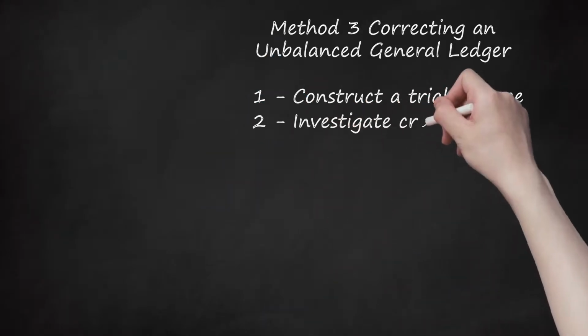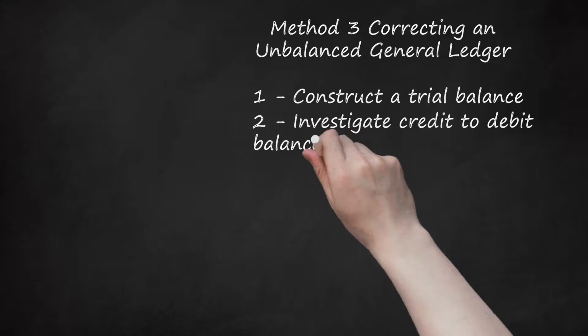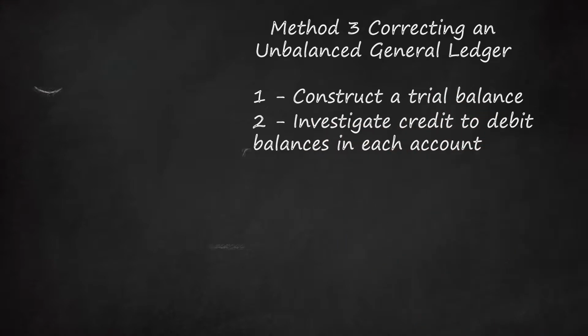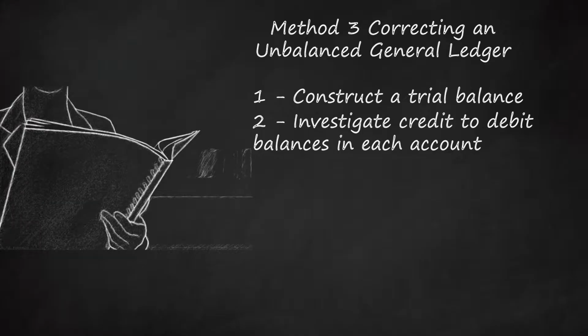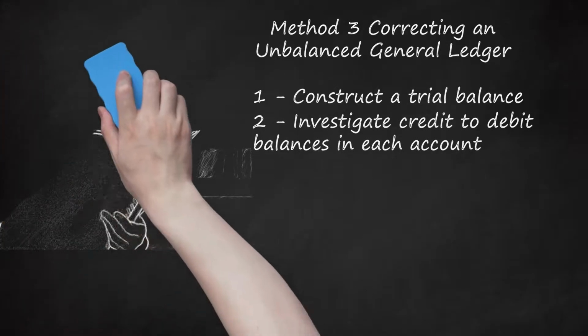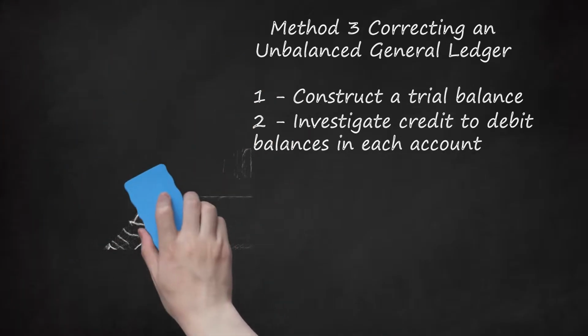2. Investigate credit to debit balances in each account. Compare the balances for each account to the transactions that make up that account. If you find an error, go through again and recalculate the account balance using the credit or debit values from each transaction. Follow each transaction to the other account that it affects and make sure an equivalent value for credit was reported for each debit to the original account and vice versa.